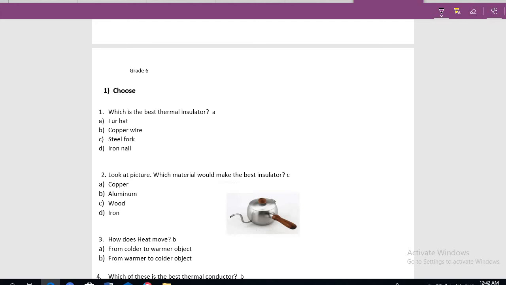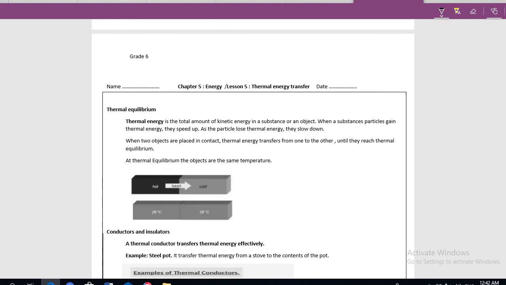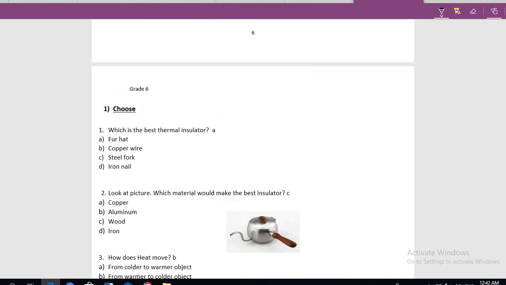Which is the best thermal insulator? Lesson 5, thermal energy transfer. Which is the best thermal insulator for a hat?